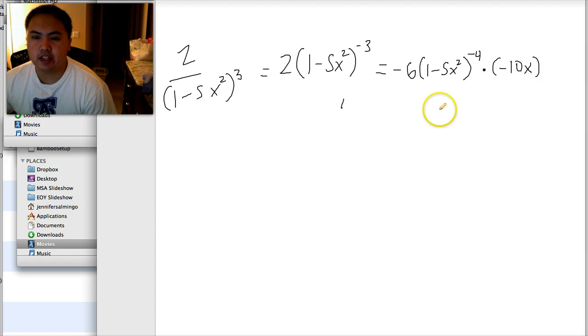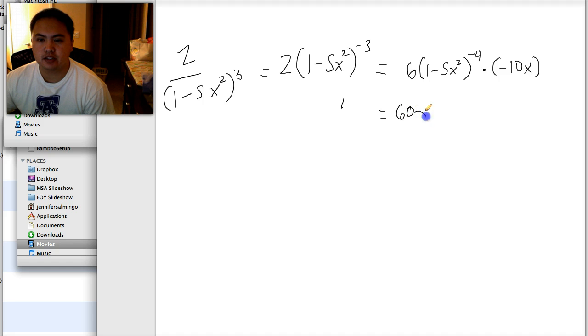And now I'm going to simplify this and make it neater. First of all, I have a negative 6 times a negative 10x. So I could just simply write 60x, 1 minus 5x squared, to negative 4.